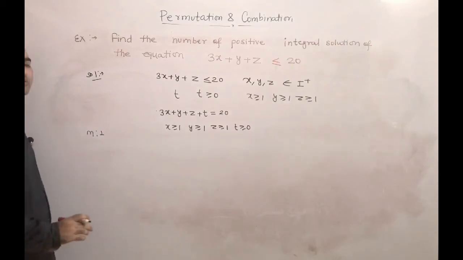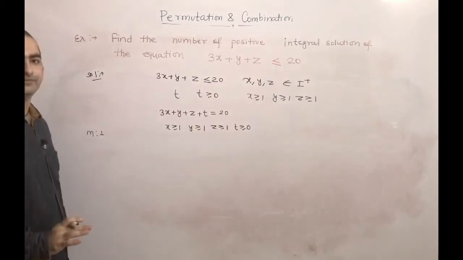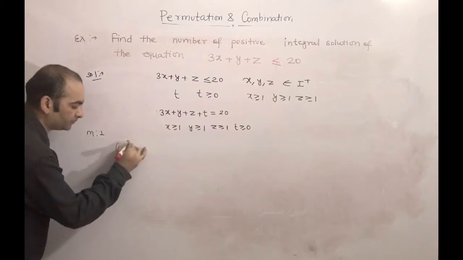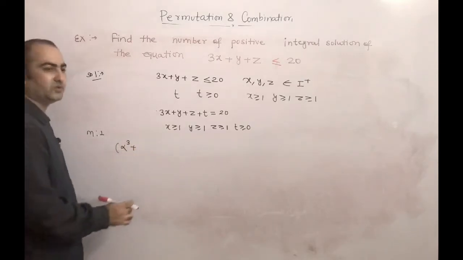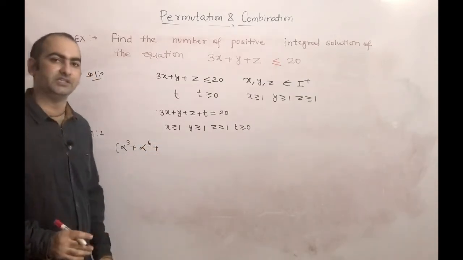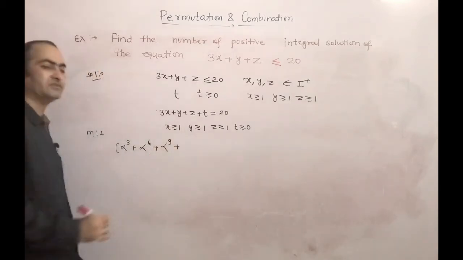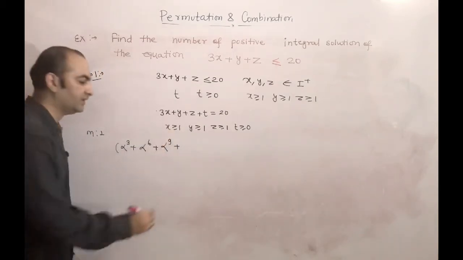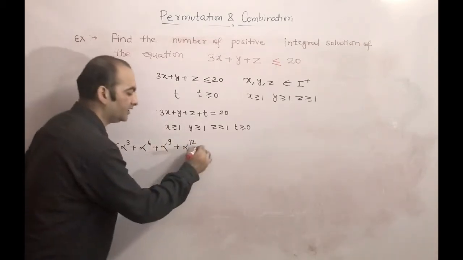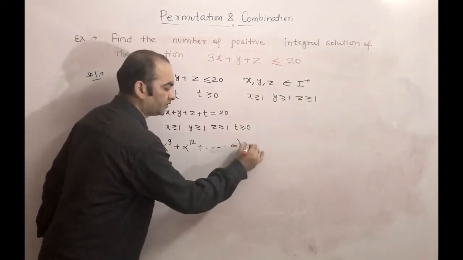According to the multinomial, the first term is 3x, where x is greater than or equal to 1 and an integer. If you put x equal to 1, 3 will come, so we get alpha cube. If x is 2, 6 will come, so alpha power 6. If x is 3, 9 will come, alpha power 9. If x is 4, 12 will come, alpha power 12. Like that we put every value, so this will go till infinity, because x is a positive integer, in bracket, into.